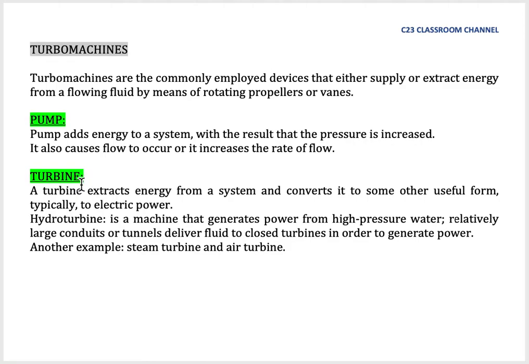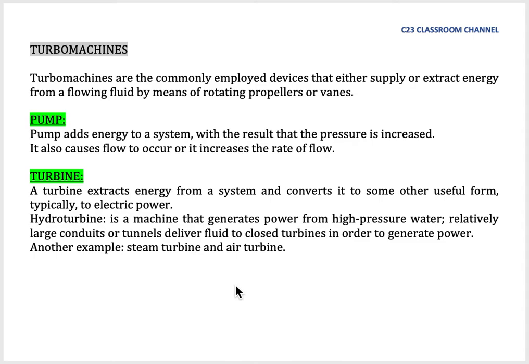And then a turbine will extract energy from a system and convert it to some other useful form, typically to electric power. A hydroturbine is a machine that generates power from high pressure water. Relatively large conduits or tunnels deliver fluid to a closed turbine in order to generate power. Another example is the steam turbine and air turbine. So here in this chapter we will learn about pumps and turbines.